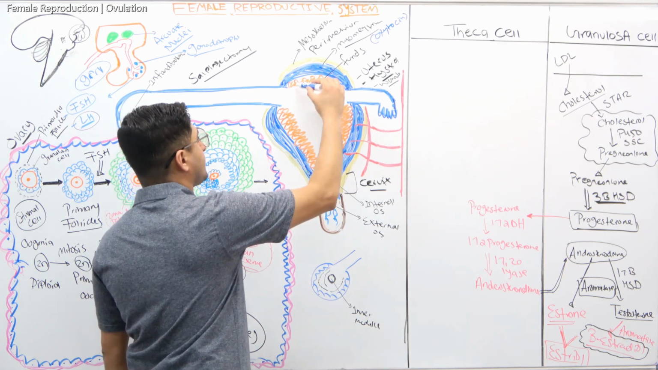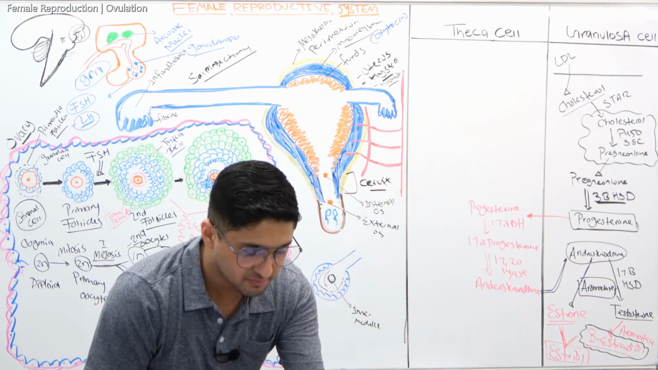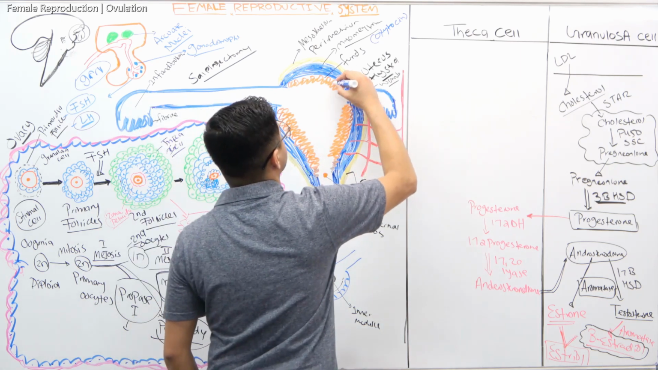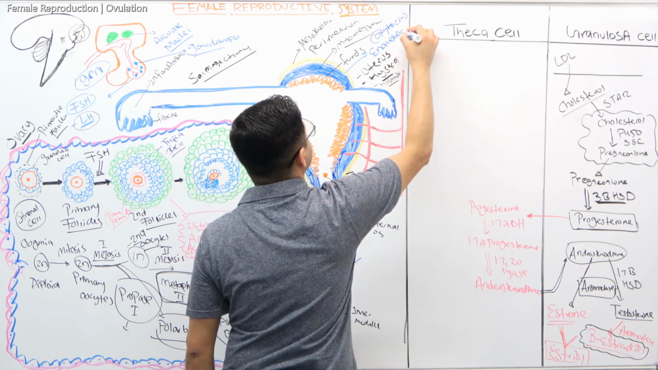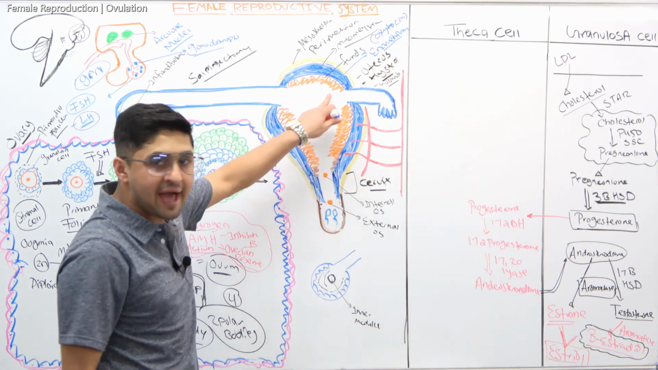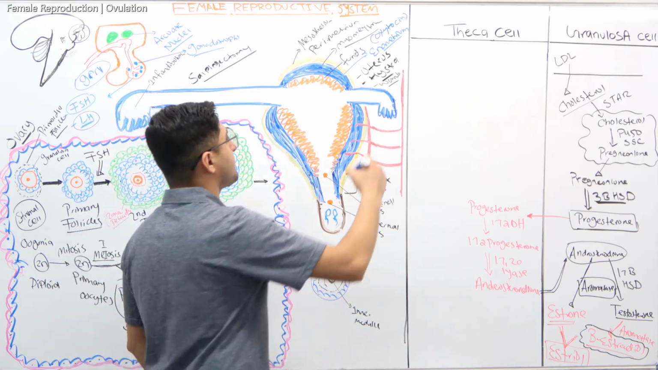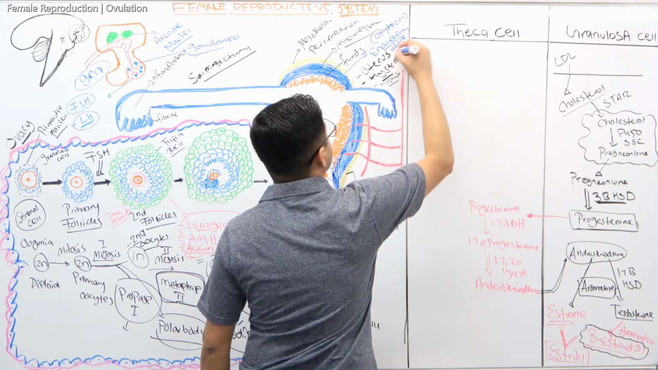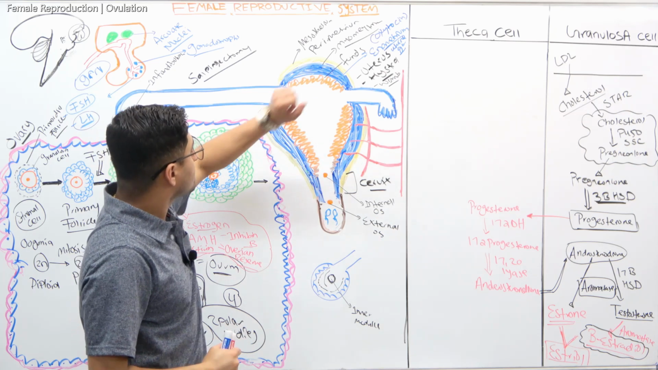And this inner layer right here, you see these cells? These cells are simple columnar epithelium. These cells are called endometrium, and you have to remember this because the endometrium is highly vascular. They also have glands. We call them uterine glands. That's what the endometrium has.